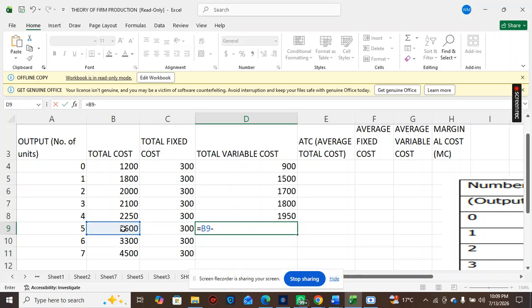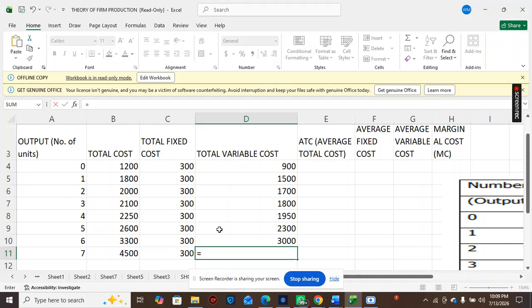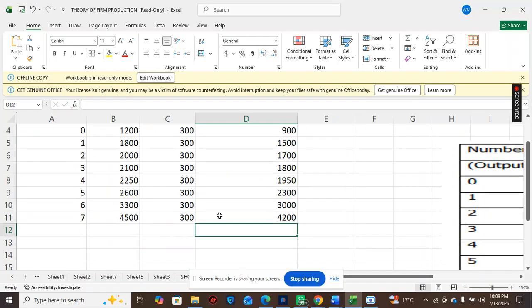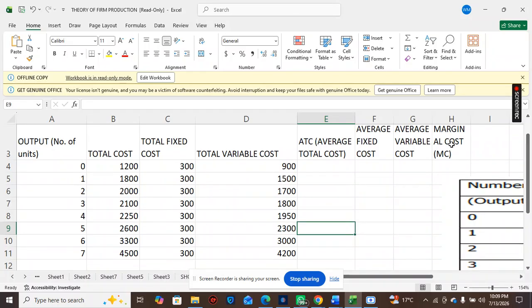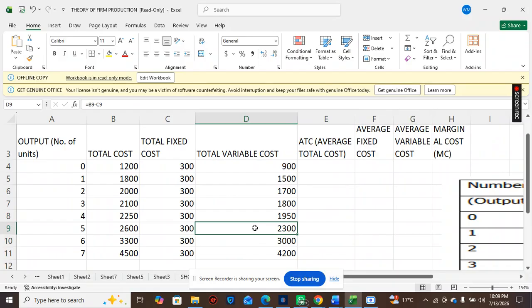2,600 minus 300. 2,300 is our variable cost. 3,300 minus 300. 3,000 is our variable cost. 4,500 minus 300. 4,200 is our variable cost. Colleagues, are there any questions to this? Any questions?